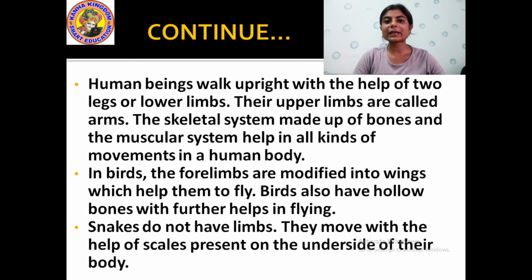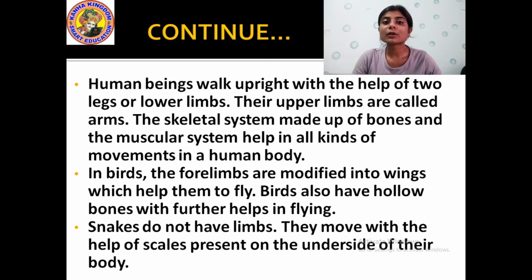And students, we human beings also have four limbs, 2 arms and 2 legs. Yes or no? 2 hands and 2 legs. Human beings walk upright with the help of their 2 legs, or lower limbs. The legs are known as the lower limbs, and the upper limbs are called arms. Our 2 hands and 2 legs are the limbs.